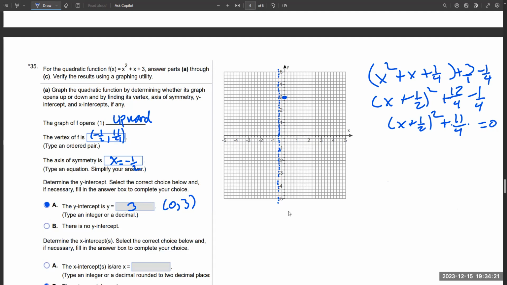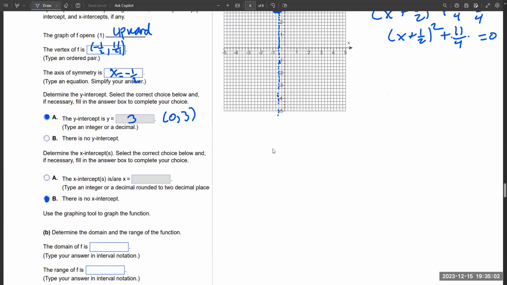Negative 1/2, 11/4, so that's almost 3, but it's 2 3/4. So 2 3/4 is right there. And then I go 2 tick marks to the left, go up 1 tick mark. My parabola should be up here. It's opening up, and you'll see that it does not cross the x-axis, like I said.